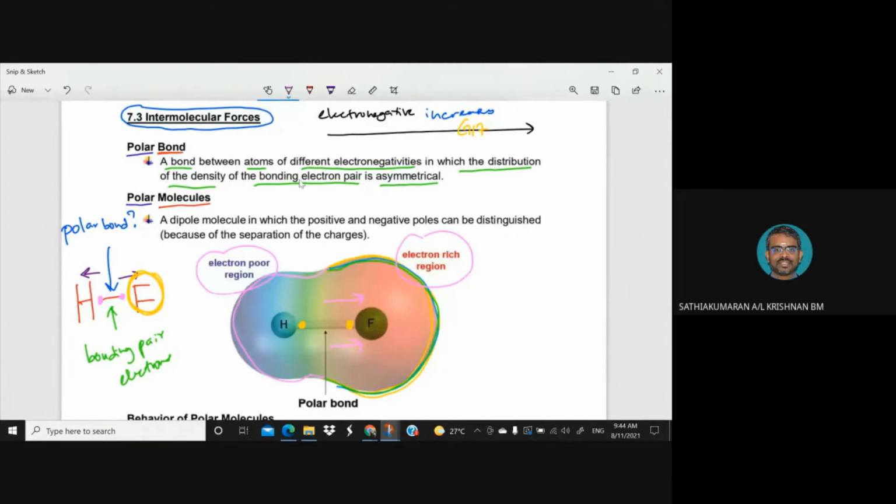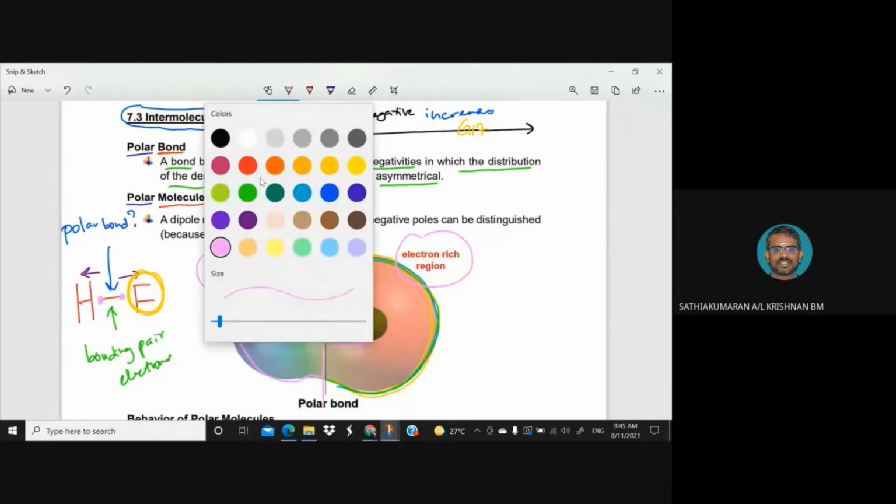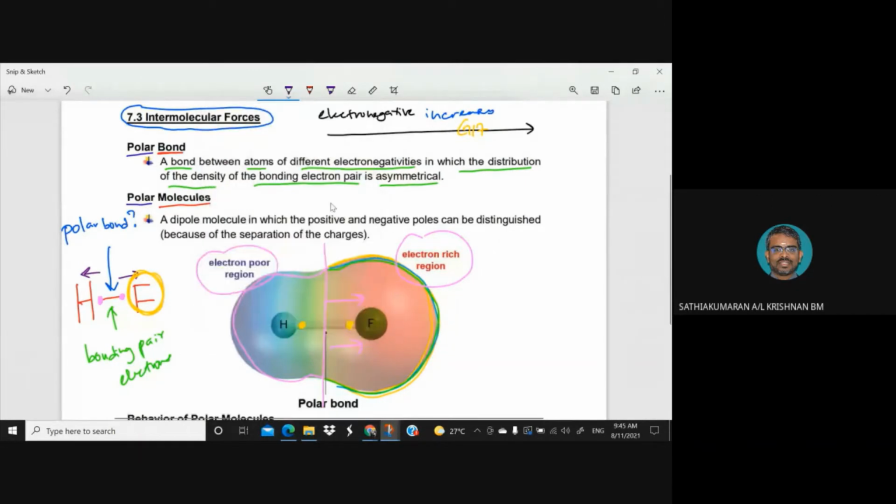If the electron pair distribution is asymmetrical, you see here, not symmetry. You see one side is large, one side is smaller. So this one is not symmetry, it is asymmetrical. If it is like this, the bond is a polar bond. The bond between hydrogen and fluorine we call a polar bond.